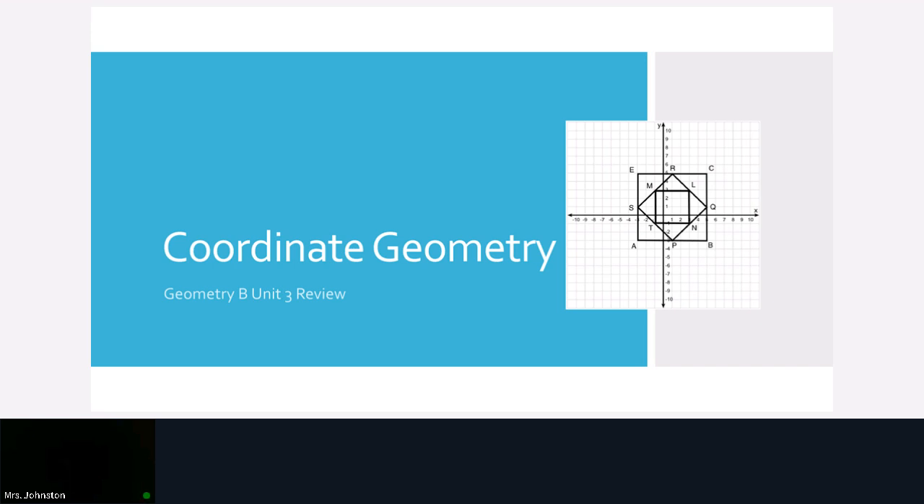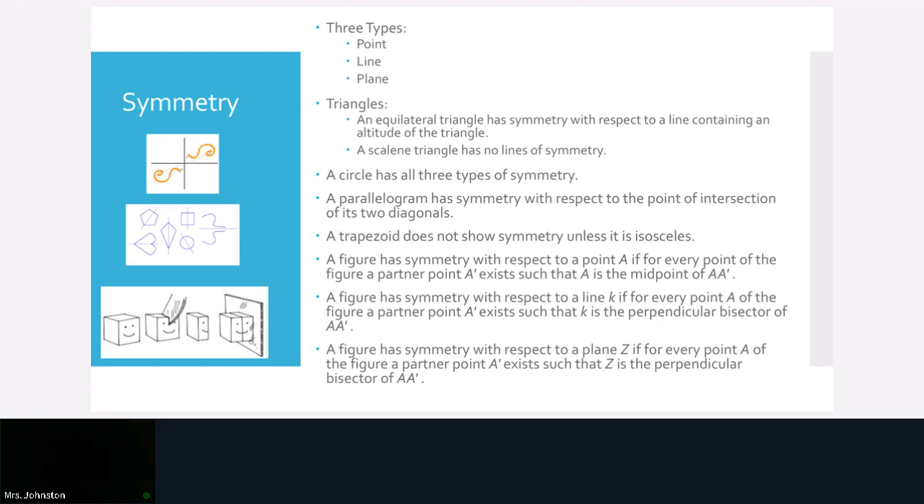Hello, students. Welcome to the review for Unit 3 of Geometry B, your second semester of your geometry course. We're going to be continuing with the formulas and concepts that we learned in last unit, but applying them to coordinate geometry, which gives us a lot of extra tools for calculating and envisioning the shapes and figures that we'll be studying.